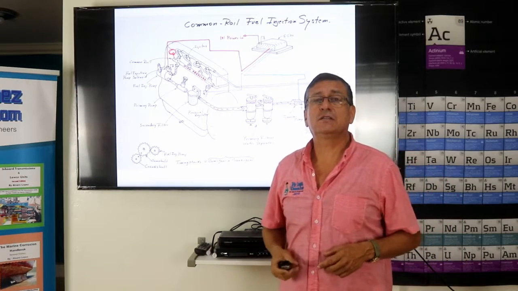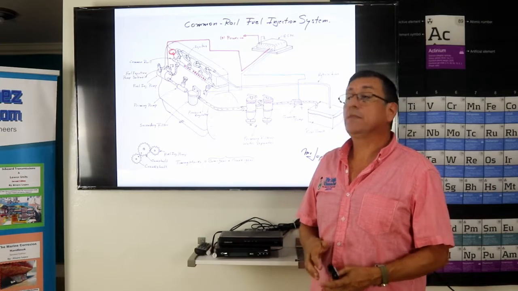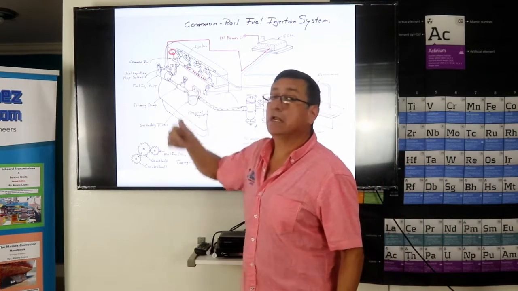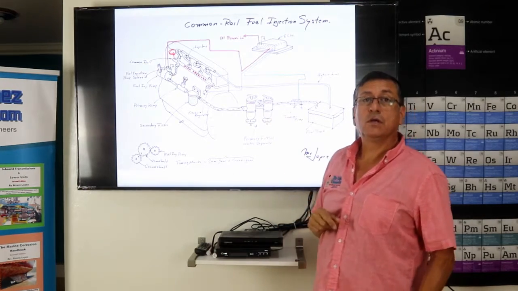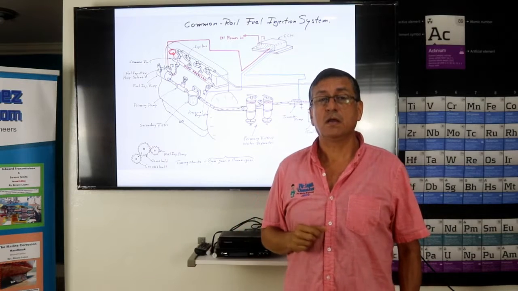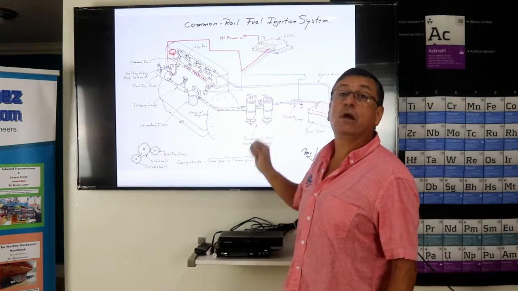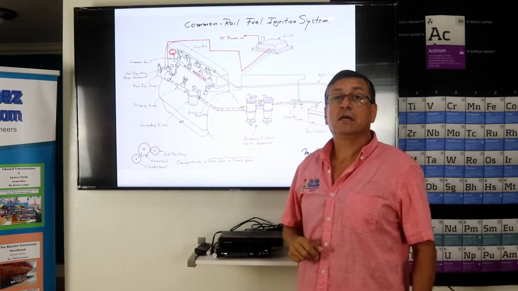All right, this is the system. This is the common rail system, and what is the most important part in this system? Verify that the pressure in the common rail is the appropriate pressure. Verify the condition of the primary filters. No water, no foam, and the quality of the fuel. The fuel is clean. Verify that you don't have leaks, and that's it.